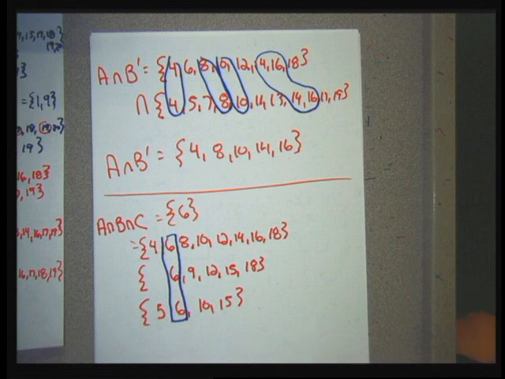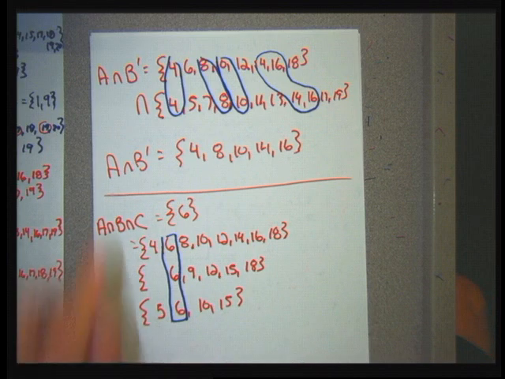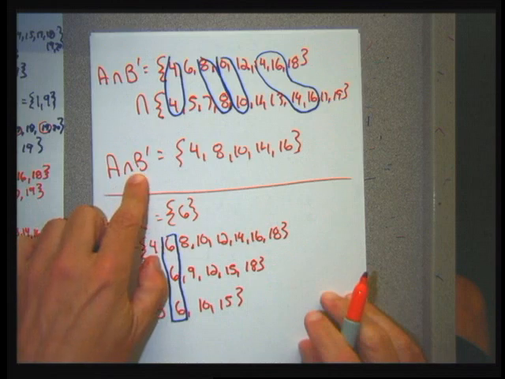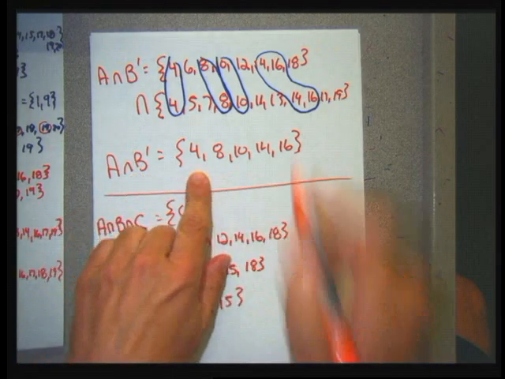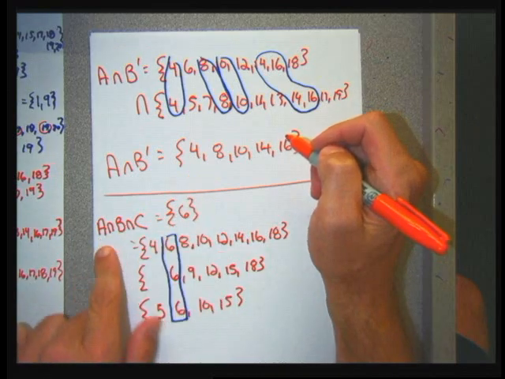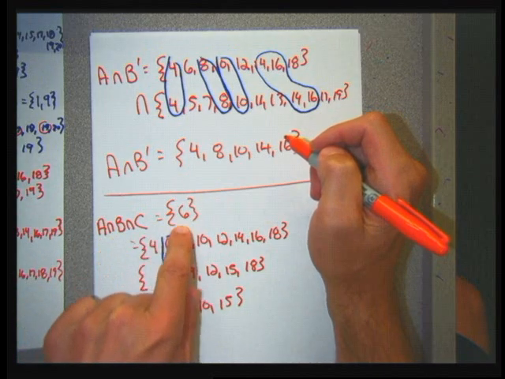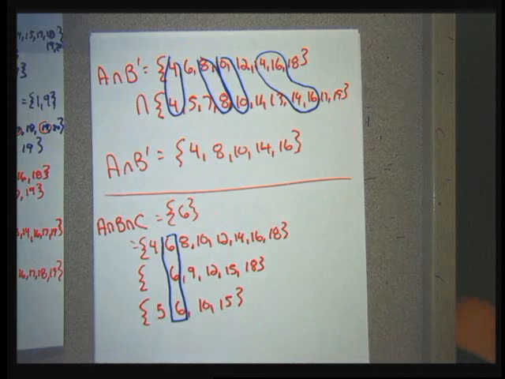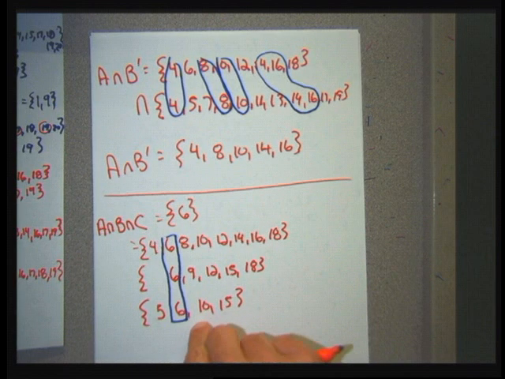And again, when I do these things pictorially, when I answer the question A intersection B prime, I'm going to get the answer 4, 8, 10, 14, and 16. When I do A intersection B intersection C, I'm going to get 6. I'm not going to get different answers when I answer the questions without looking at the pictures as when I look at the pictures.